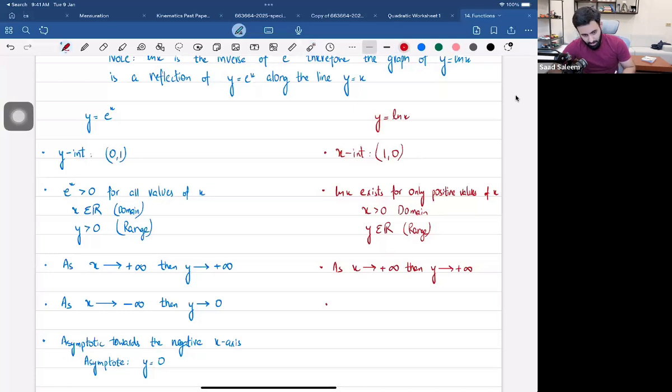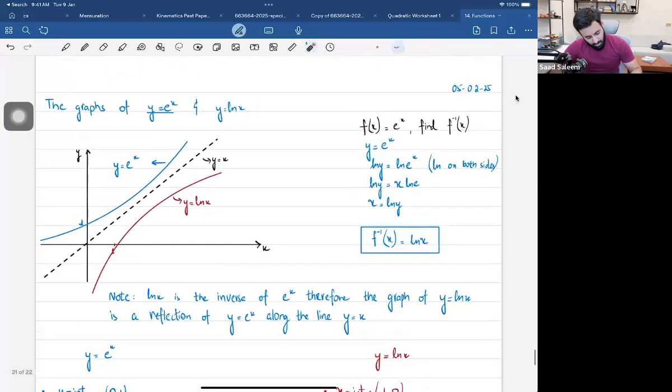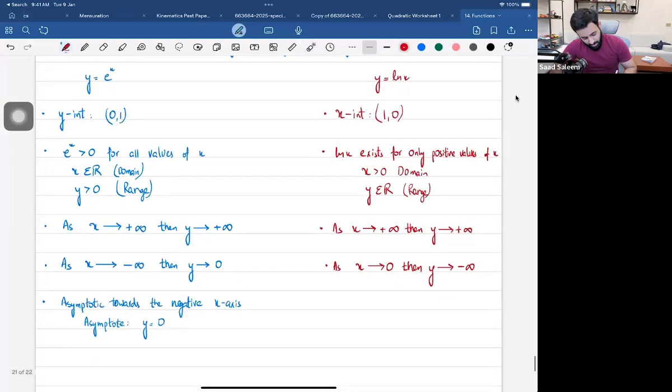So notice what happens here. Here we say that as x approaches 0, then y approaches negative infinity. Okay, so you can see here as x is approaching 0, y approaches negative infinity. And where is it asymptotic? This is asymptotic towards the negative y-axis.